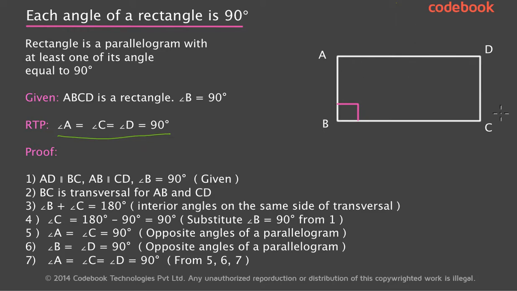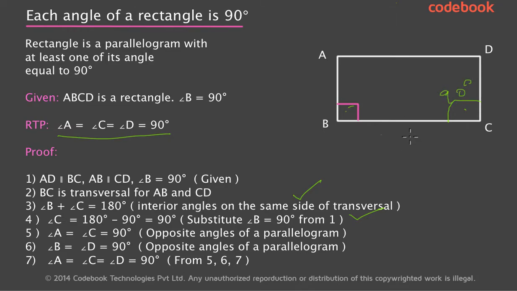So we know that this is a parallelogram and AB is parallel to CD. So BC becomes the transversal. So angle B and angle C are the interior angles on the same side of the transversal. So if these two are the parallel lines and BC is the transversal, this angle and this angle are the interior angles on the same side of the transversal, and the sum of those angles is 180 degrees. So angle B plus angle C is equal to 180 degrees. But we know that angle B is 90 degrees. So angle C becomes 180 minus 90. So angle C is also 90 degrees.